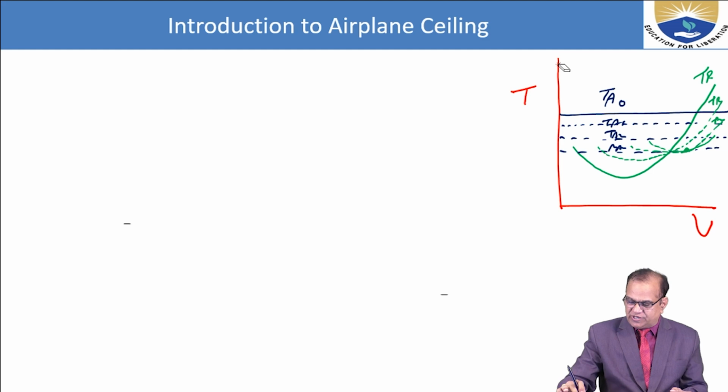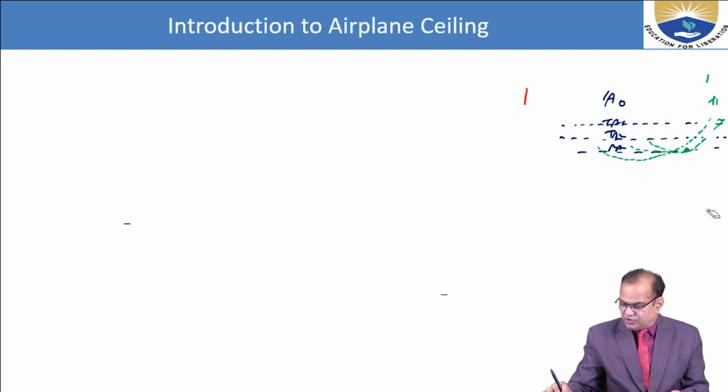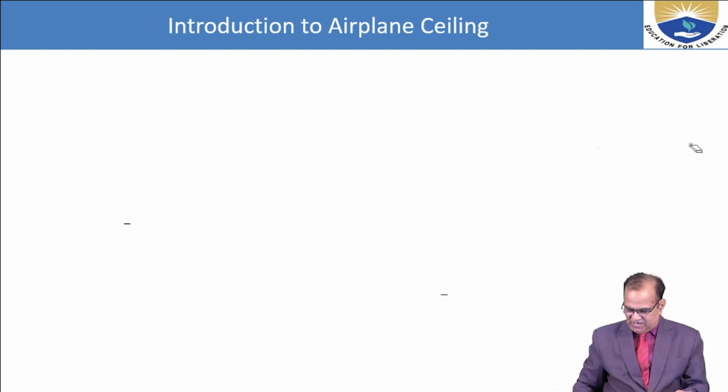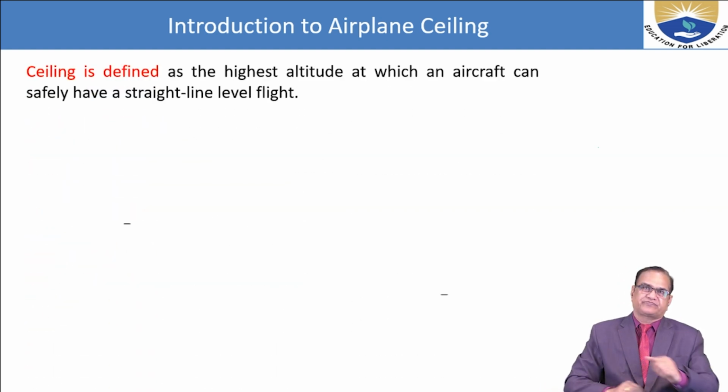In this lecture today, I am going to discuss this altitude, and we will see different types of altitude. These altitudes are called the ceiling, meaning up to what height this aircraft can fly. That is the meaning of this altitude. So I will go ahead with this.